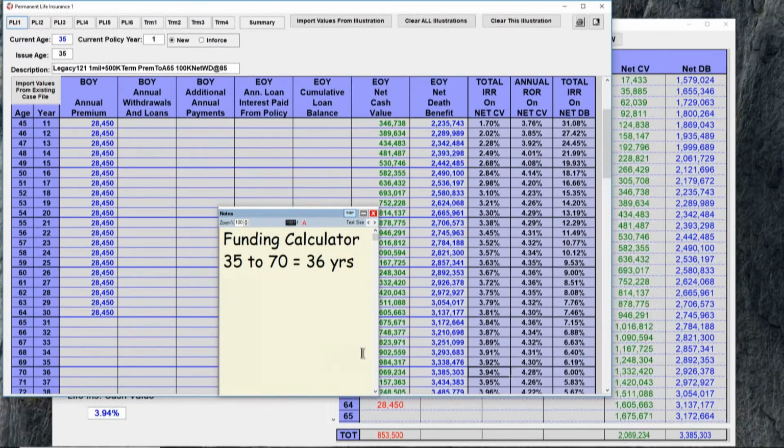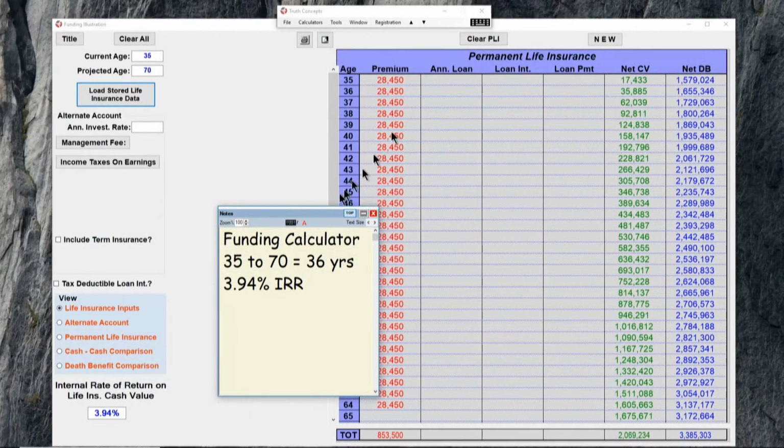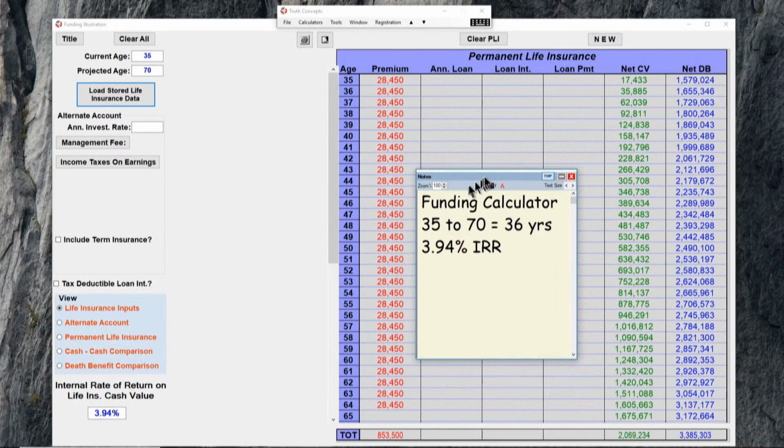No. What internal rate of return does is, whatever number it gets to, it means you earn the equivalent of that every single year. That's a hard thing for people to grasp. What do I mean by that? Well, let's go back to the funding calculator and copy that 3.94% down there with all the decimal places, and let's put that up here in the annual investment rate.